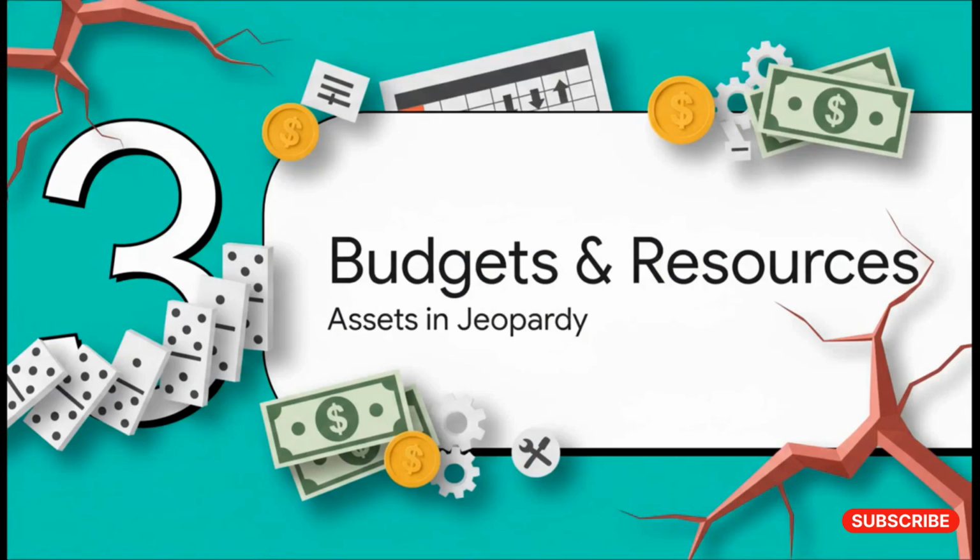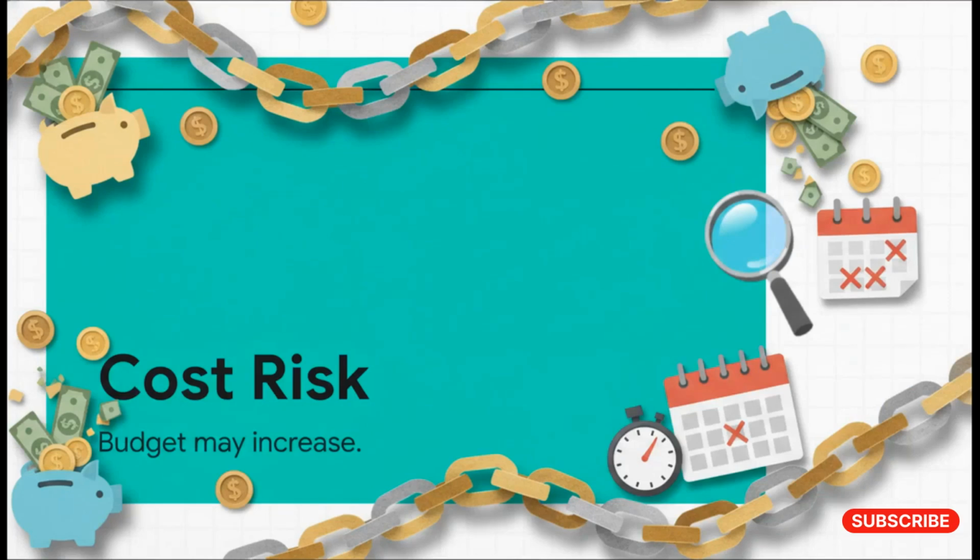All right, let's jump into Section 3, Budgets and Resources. We all know the old saying, time is money. So when those timelines stretch out because of schedule risks, you inevitably run into cost risk. This is the very real danger that your budget is going to unexpectedly blow up. And it's not just the delay itself that costs you. It's the secondary actions you have to take to fix it.